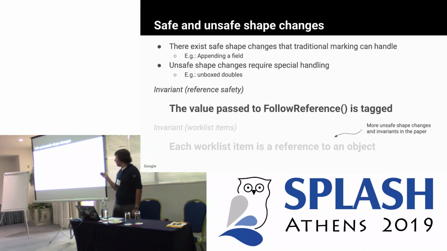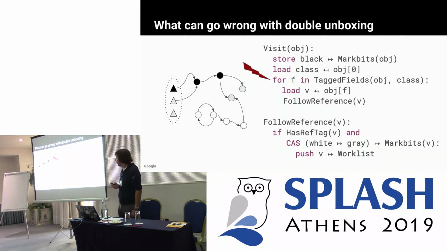And it essentially says that the value to pass to follow reference should be a tagged value at all times. And this is where it obviously breaks. If you have a concurrent marker that runs on a helper thread, and your main thread is changing the type of an object, the tagged fields may change. So what the concurrent marker may see as a tagged value may already be written as raw bytes in our double unboxing scenario.